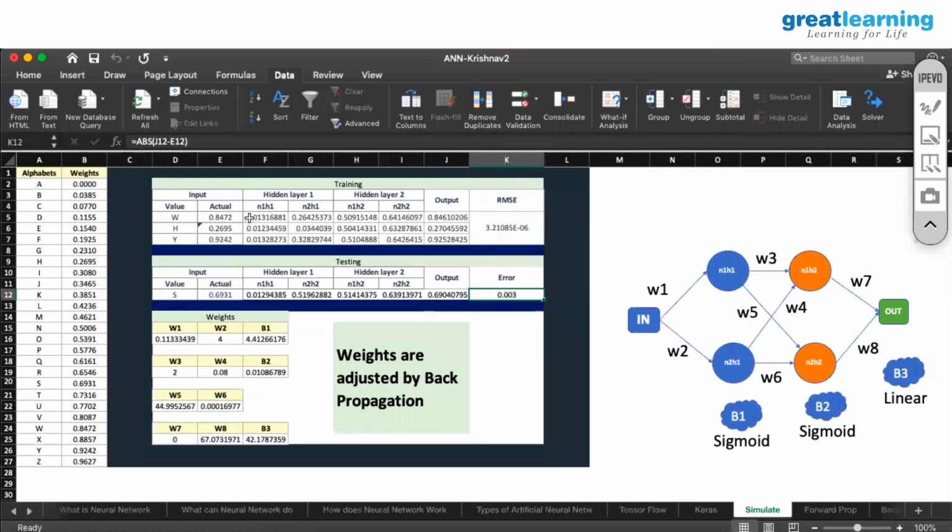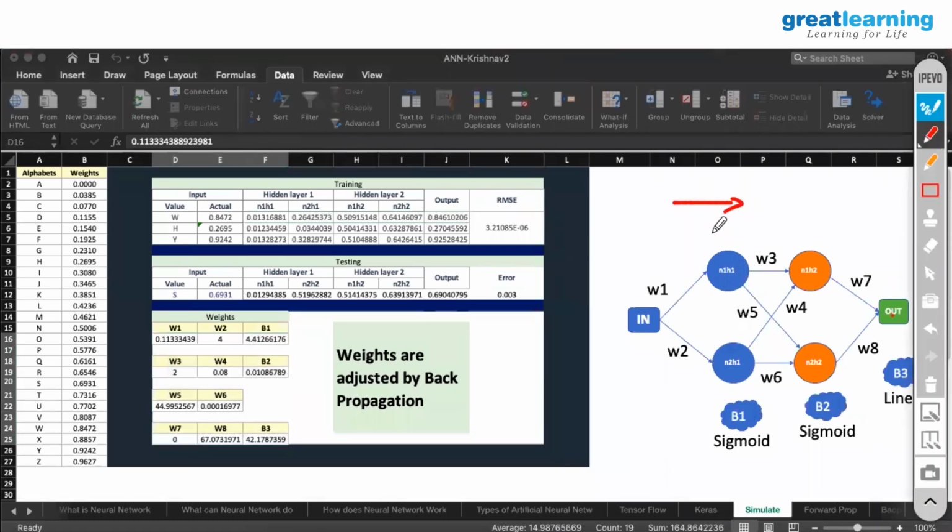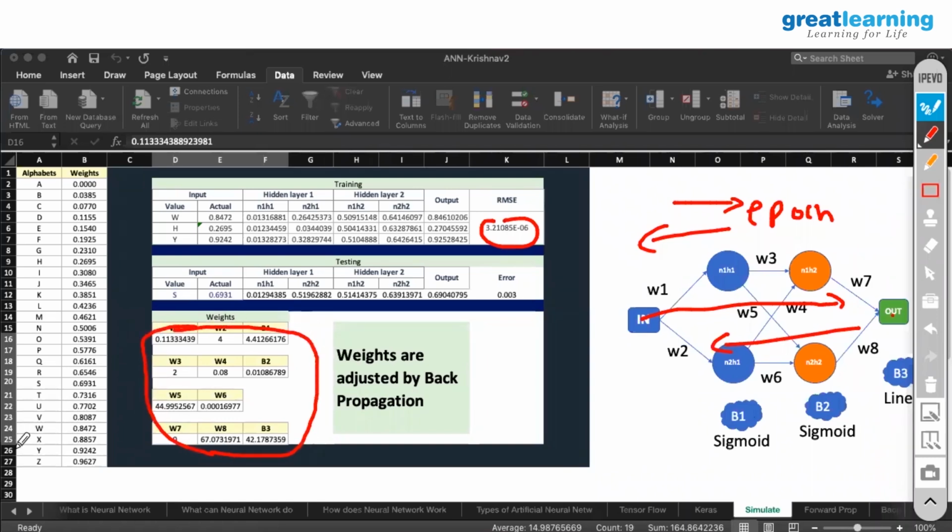So this is your forward propagation, and what we did here using Solver was your backward propagation. One forward plus one backward represents one epoch in a neural network. So a neural network continuously goes front and back, front and back, front and back, till I find my loss function to be minimal, till my weights are adjusted to the very best values. This is the high-level overview of a neural network.